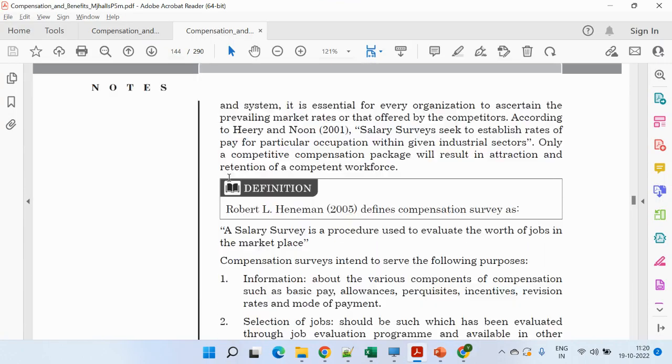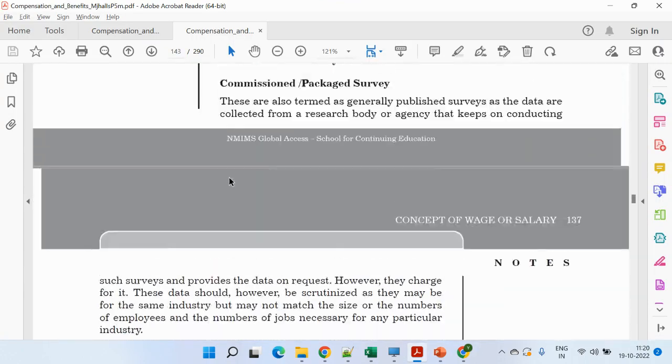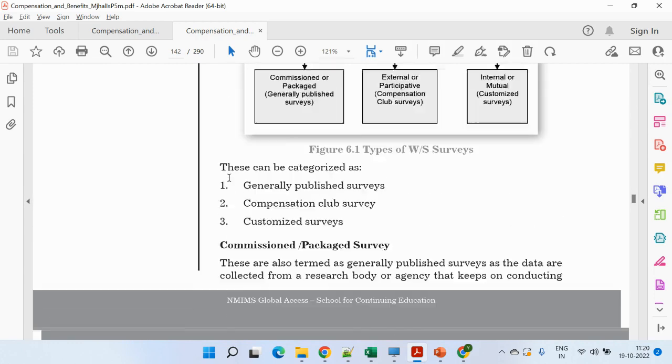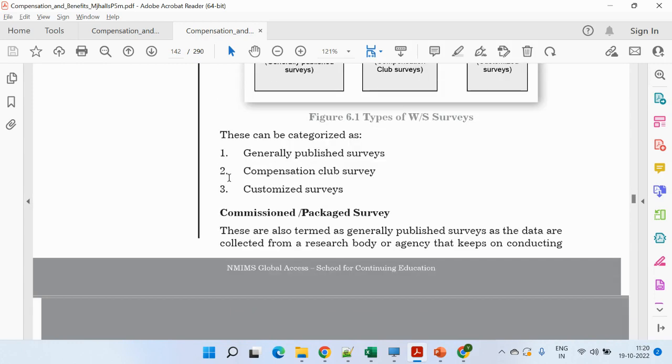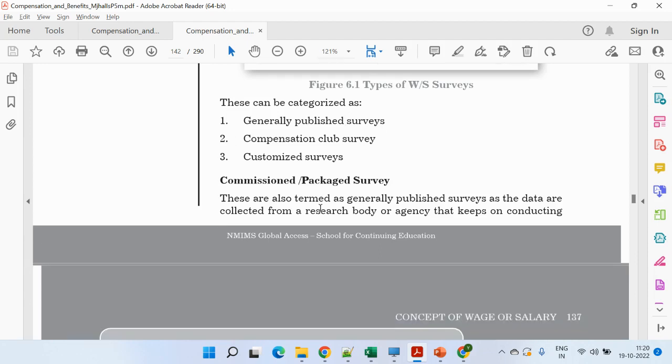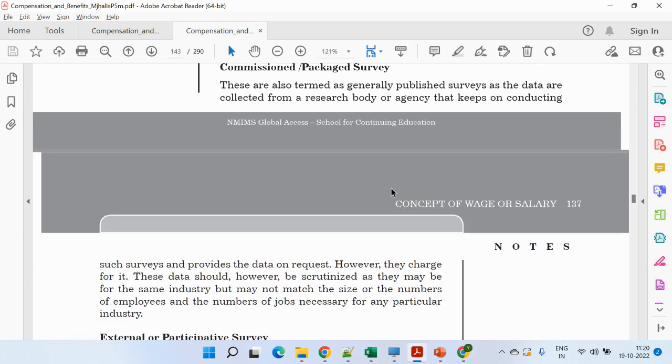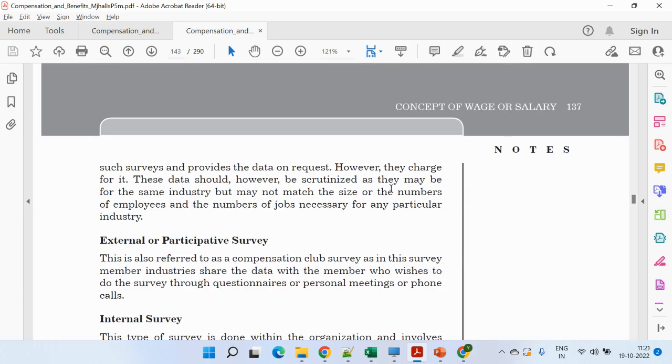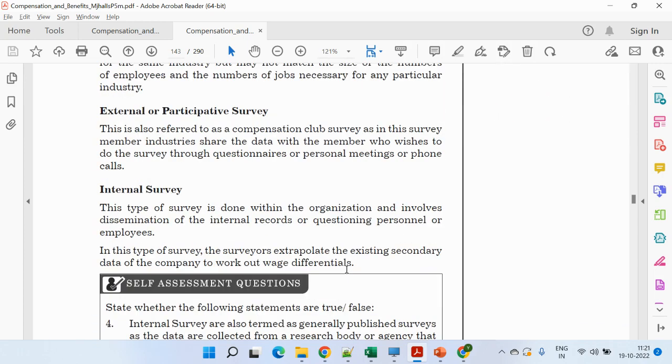So let's see. We already discussed that we need to give an introductory part. And if you talk about the categorization, the salary part is split into three. The very first one is the commissioned survey, normally done via some research body based on some existing data. The second one is the external or participative survey, where member industries share the data with the member who wishes to do the survey through questionnaires. And last but not the least is the internal survey within the organization, which helps in the analysis of internal records and the questioning of employees.